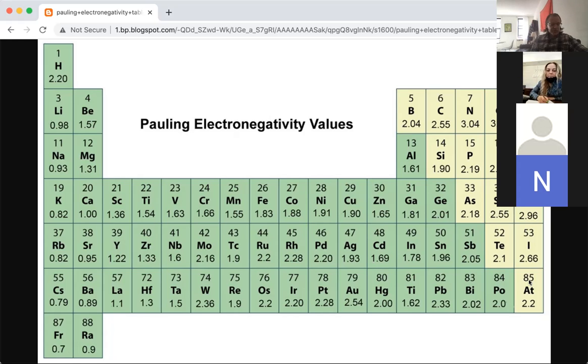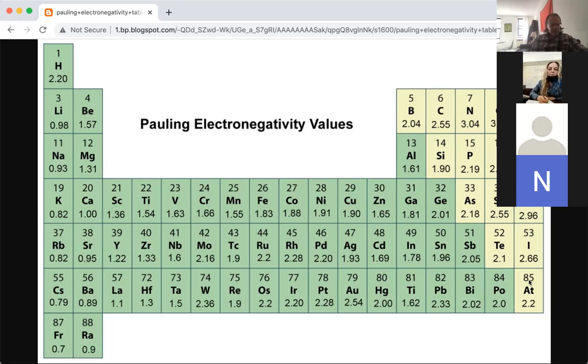Nitrogen, 3.04. Phosphorus, 2.19. Arsenic, almost exactly the same as phosphorus. They're really close. And then antimony, Sb, is 2.05. So again, in general, the pattern is as you're within a family, it decreases as you head downward.